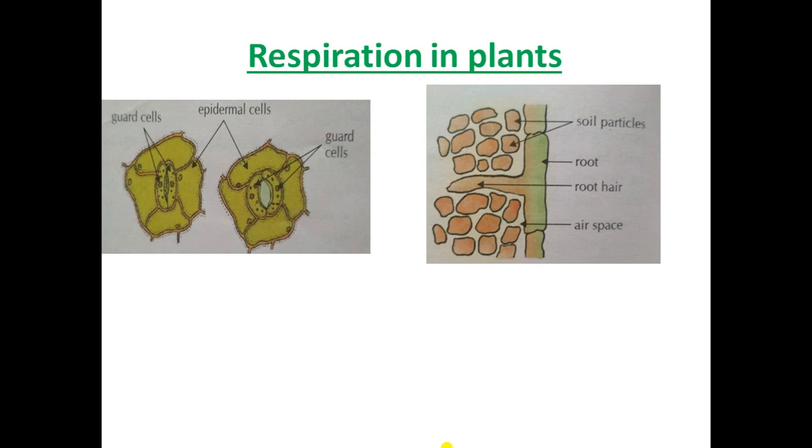So roots are also responsible for gaseous exchange in plants. Like all other living cells of the plants, the root cells also need oxygen to generate energy. The root of the plant has a very large number of tiny hairs on it, and they are called root hair. Air is present in between the particles of the soil, and the root hair is in contact with the air present in the soil particles.